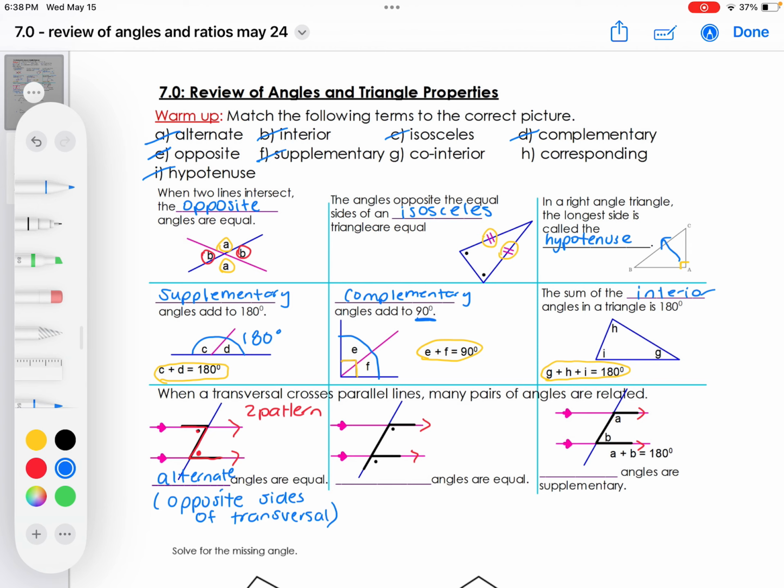Okay, so that's sometimes called the Z pattern. The next one is sometimes called the F pattern because it creates an F. And what you can see here is these two angles are now in matching, or corresponding, corners of the transversal. So we call these corresponding angles.